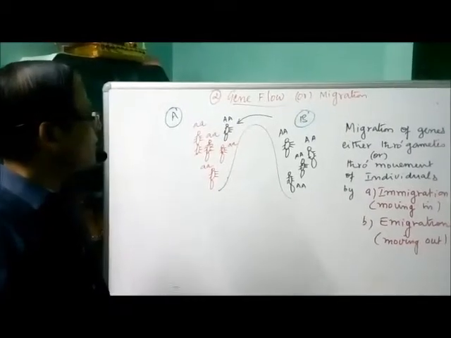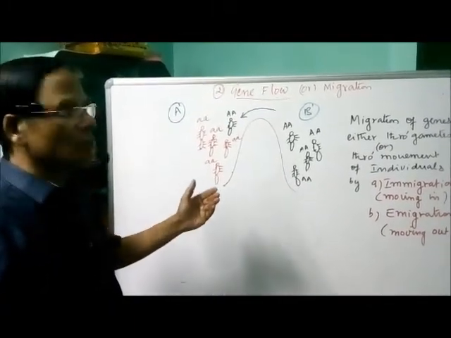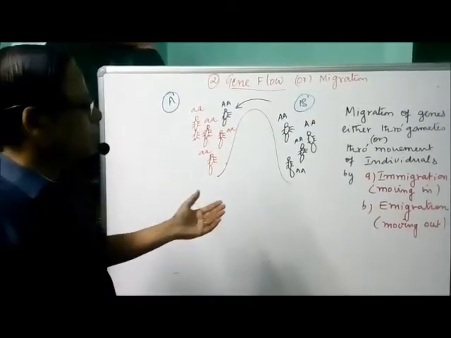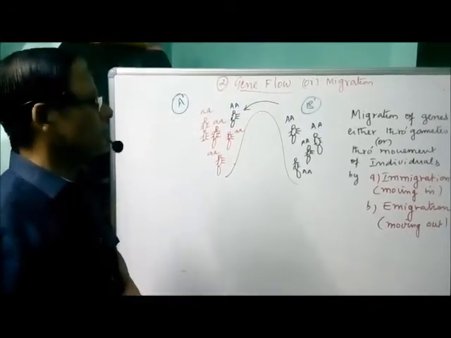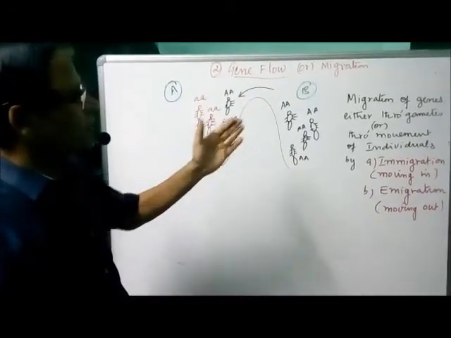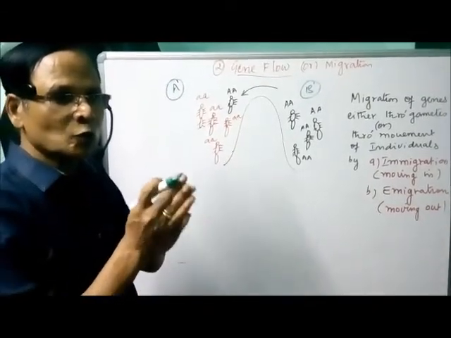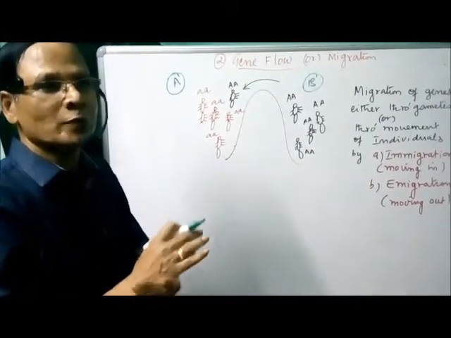The second evolutionary force responsible for bringing about allelic frequency change is gene flow, or migration. What is gene flow migration? This is nothing but the migration of genes. The genes are not moving themselves. They can move through the gametes, because of interbreeding between the members of 2 populations.